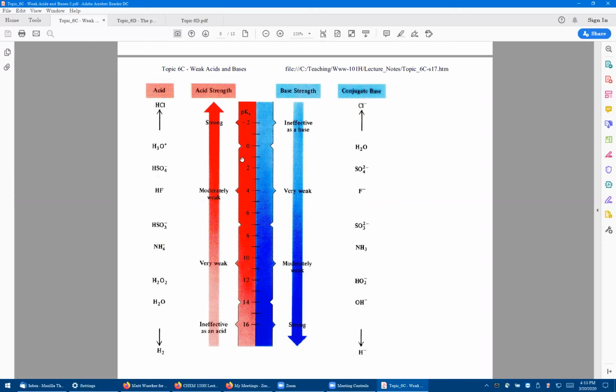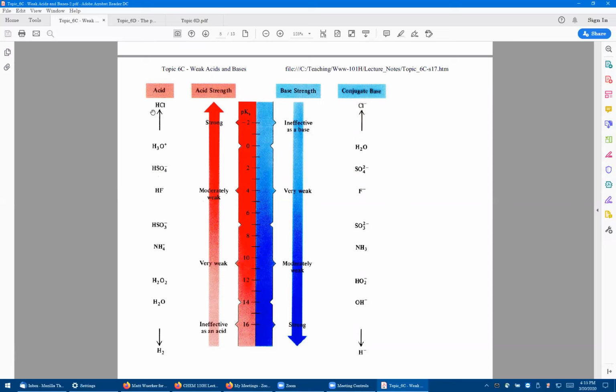Here's another little figure that shows the approximate relationships between these. Here it shows HCl at the top, which is, as we know, a very strong acid, so that the acid strength is high. It means that its conjugate base, which is the chloride ion, is a very weak base, so weak, in fact, that, as it says here, it's ineffective as a base. What that means is that in solution, the chloride ion essentially never accepts a proton to form any HCl.